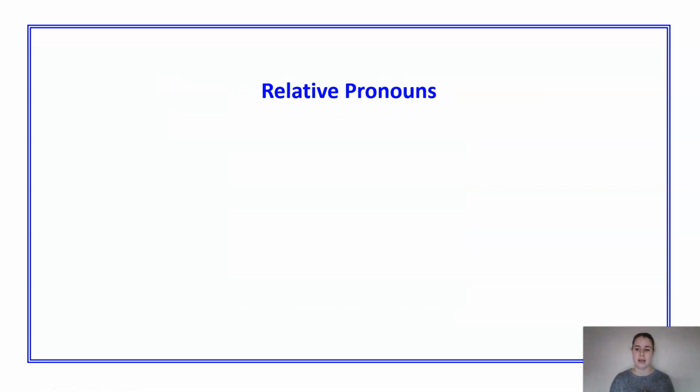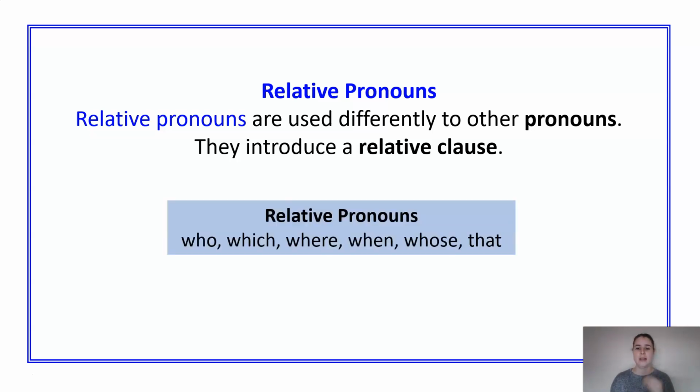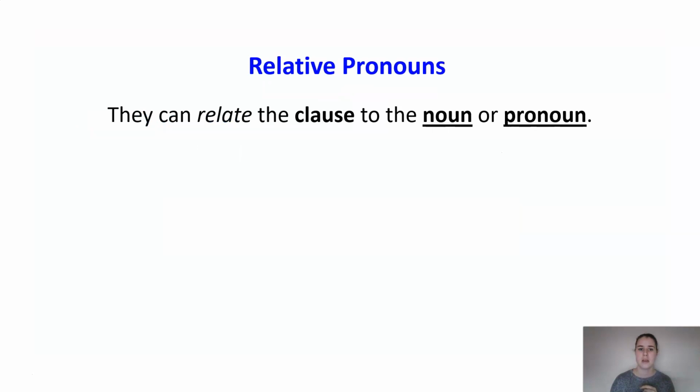Relative pronouns are used differently to other pronouns. Our other pronouns of he, she, it, they, us, mine, ours, those are different types of pronouns to relative pronouns. Relative pronouns introduce a relative clause. That sentence gives us additional information. So these are our relative pronouns. We have who, which, where, when, whose, and that. They can relate the clause to the noun or a pronoun.